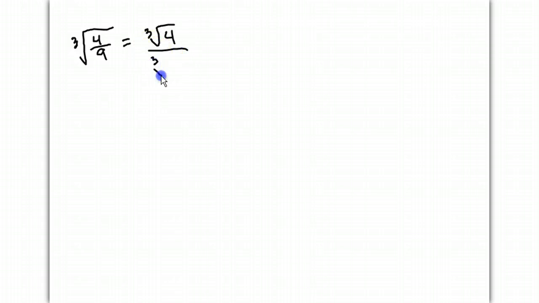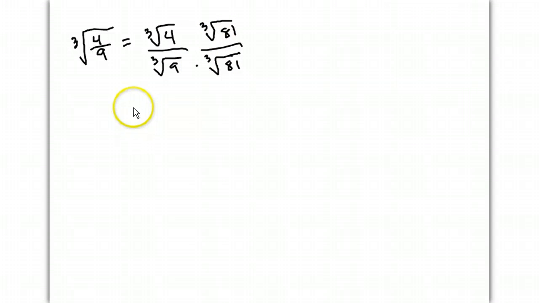So let's say you had the cube root of 4 divided by 9. Well, that's the cube root of 4 divided by the cube root of 9. So, since it's a cube root and you only have 1 9, you need 2 more 9's down there. So what you multiply by is the cube root of 81, because that's your 2 9's. So whatever you do times the bottom, you have to do times the top. And so you have to multiply both the top and bottom by the cube root of 81.